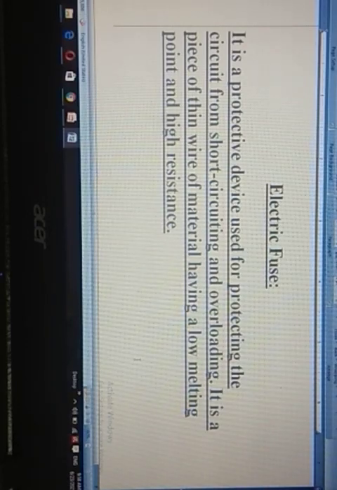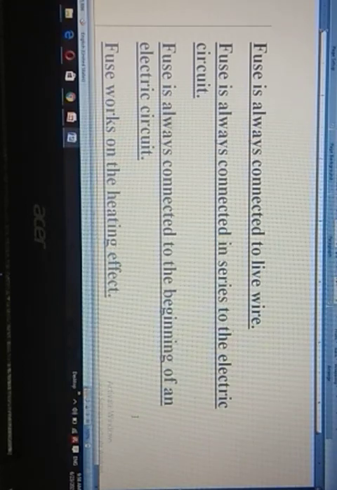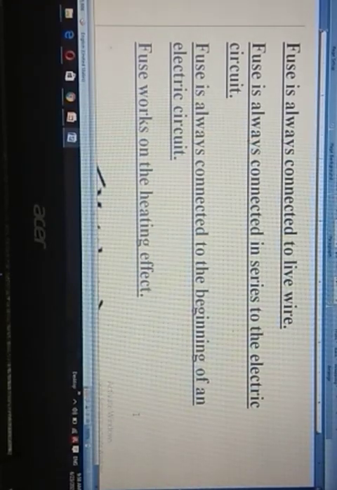An electric fuse works on the principle of the heating effect of current. It is made of a wire of an alloy of tin and lead, 63% tin and 37% lead. It has a low melting point. When the rated current flows in the wire, the fuse wire remains connected and the current flows. But if a current more than the rated current flows, the heat produced in the fuse wire is enough to melt it. The fuse is always connected to the live wire. A fuse is always connected in series to the electric circuit.